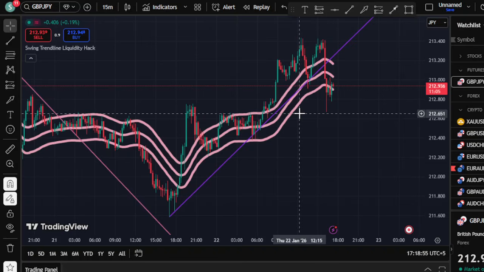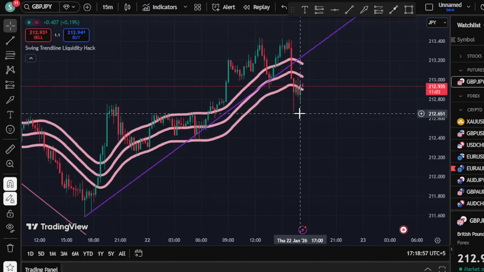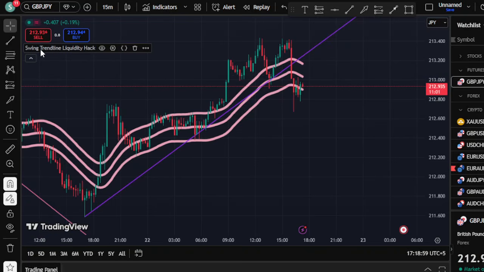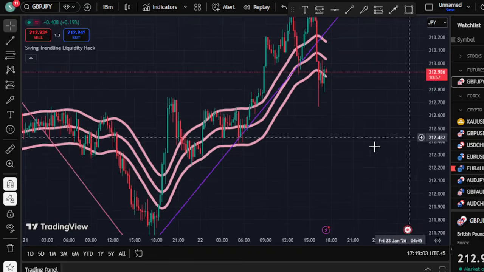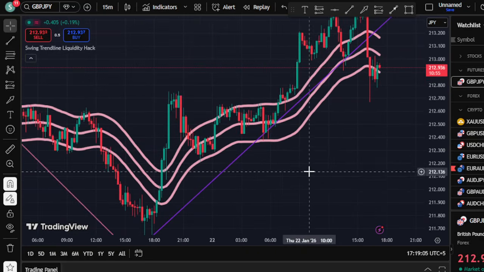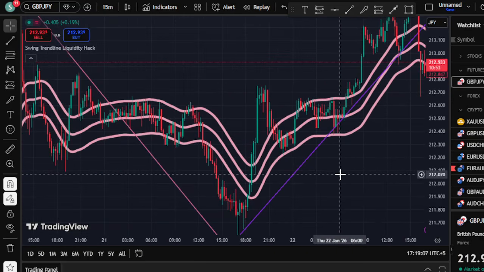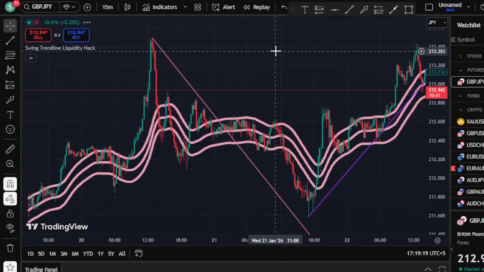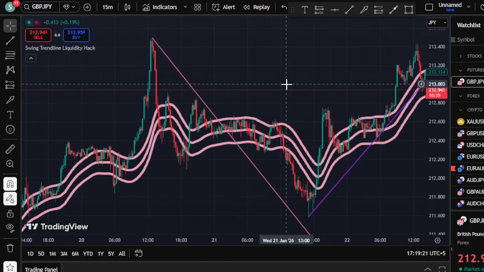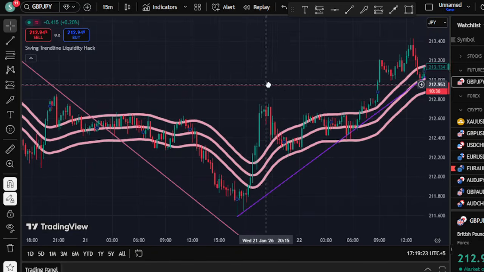Today it's 22nd of January 2026, and I'm going to show you the performance of the Swing Trend Line Liquidity Hack indicator. As I have told you, this is one of the best indicators developed based on liquidity. Mostly the trend lines you draw are completely wrong because the market makers already know about these trend lines. So this indicator that you see on the screen is basically using a different logic. It's not the same trend lines that you normally draw.